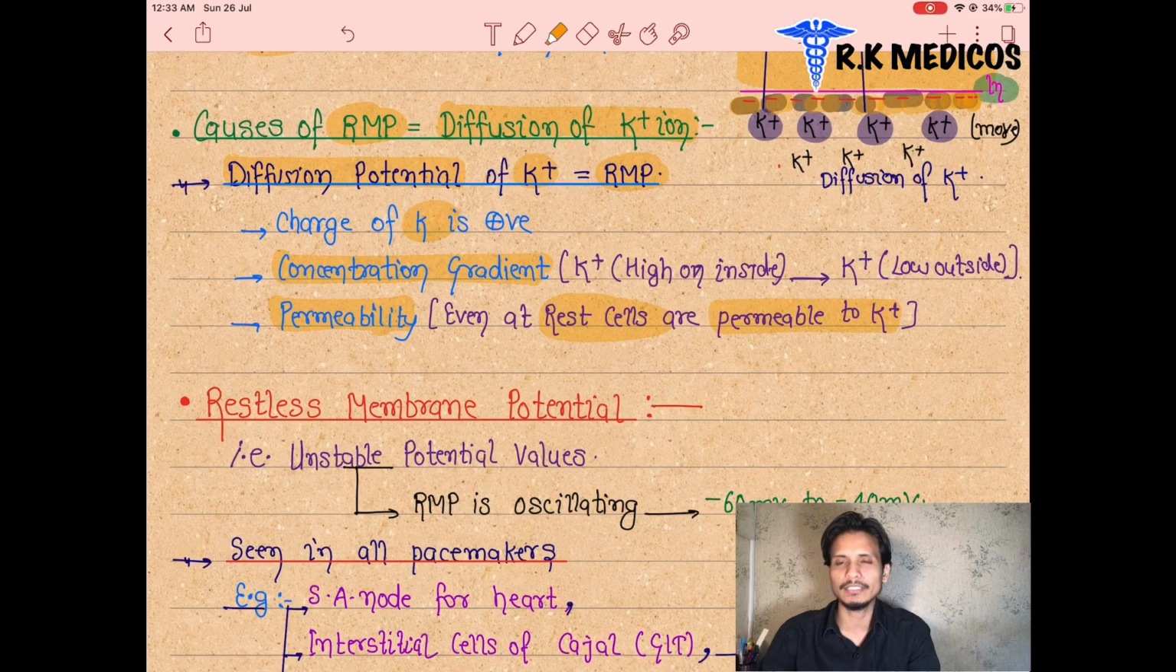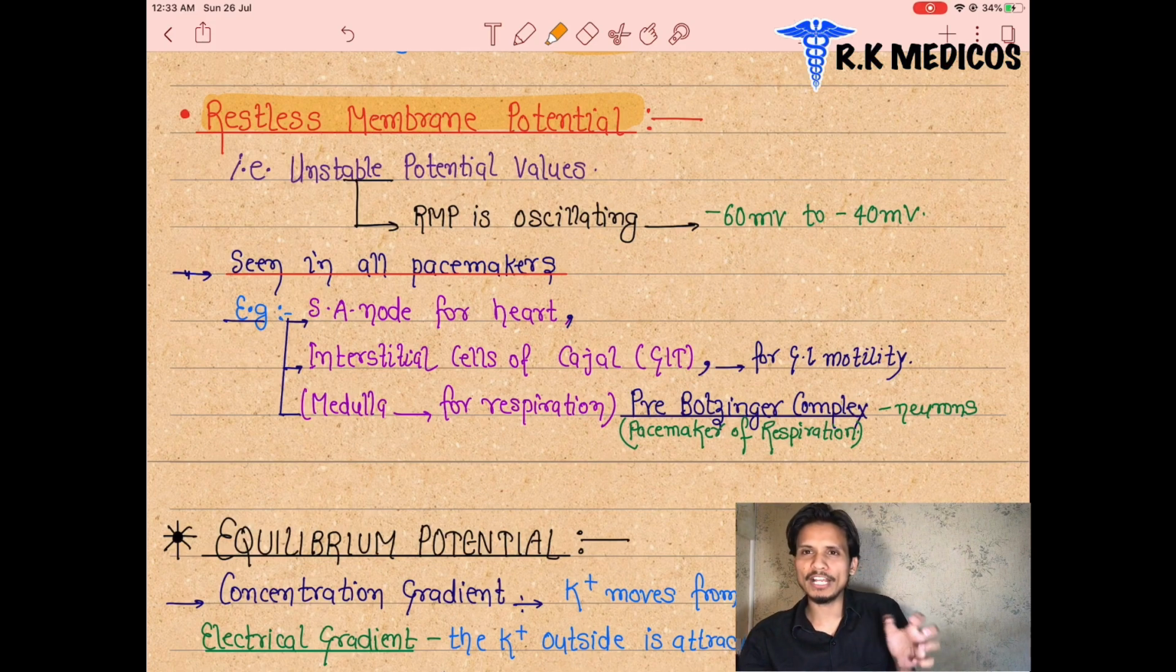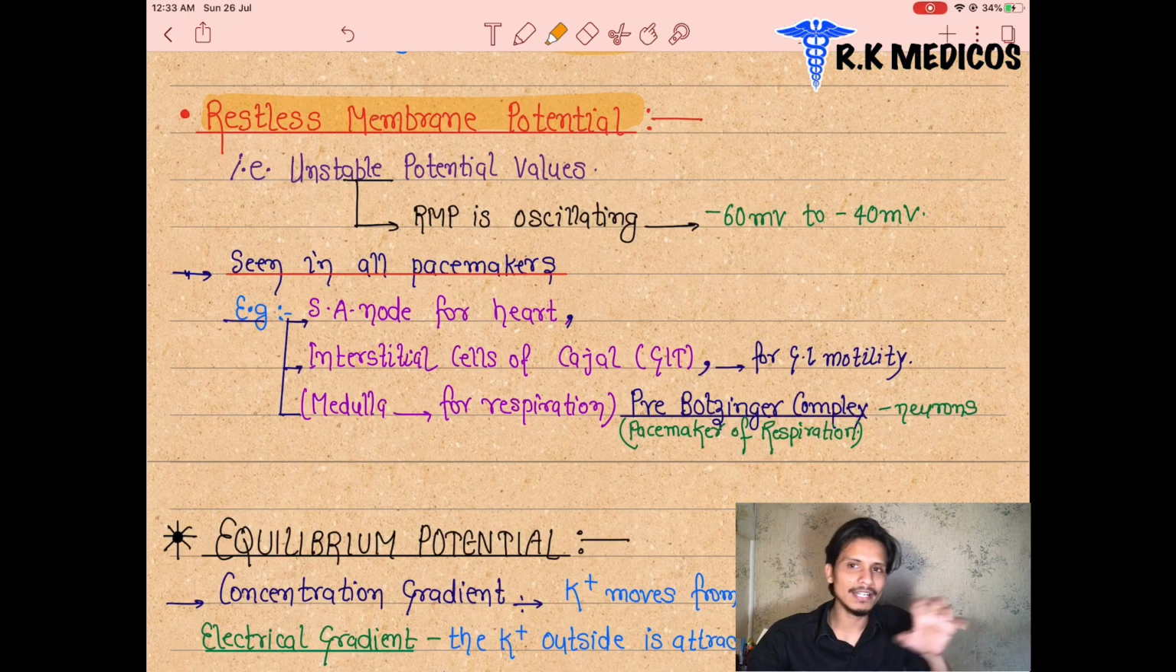These are the three conditions for maintaining the diffusion potential of potassium. Now the next term is restless membrane potential. What does restless membrane potential mean? When the cell is unstable, it is fluctuating. Restless means these cells are restless; their resting membrane potential keeps oscillating in between.